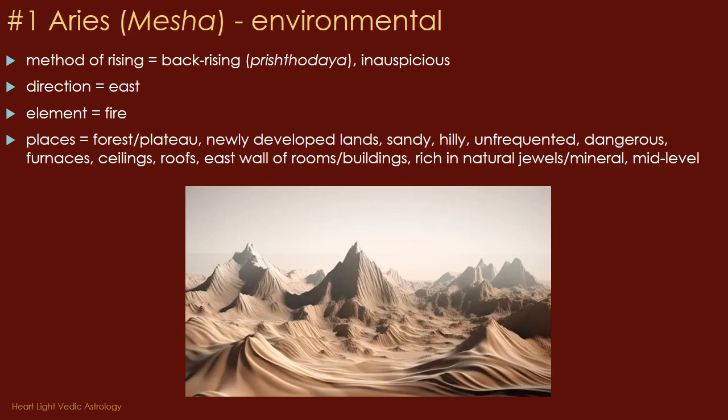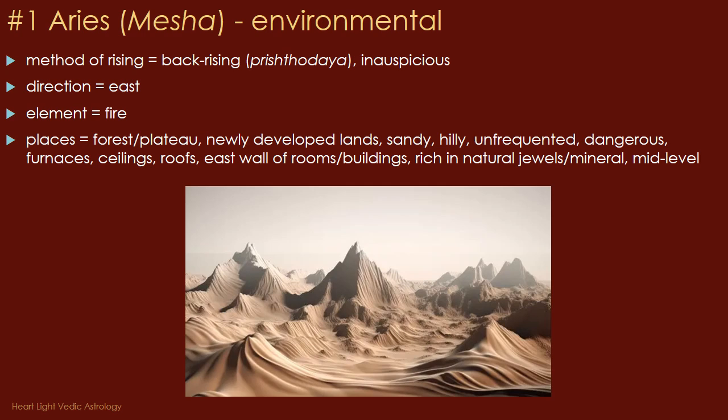So I think I sort of jumped to the end here. Let me go back and make sure I cover everything on the slide. So the element here is fire, which we've been talking about. That's nothing new. The direction is east for Aries if you're looking at a chart to determine direction. Now, this first part here is method of rising. And it says back rising or prishtadaya. What does it mean? Well, the different constellations rise in the east, and that's what the rising sign is.